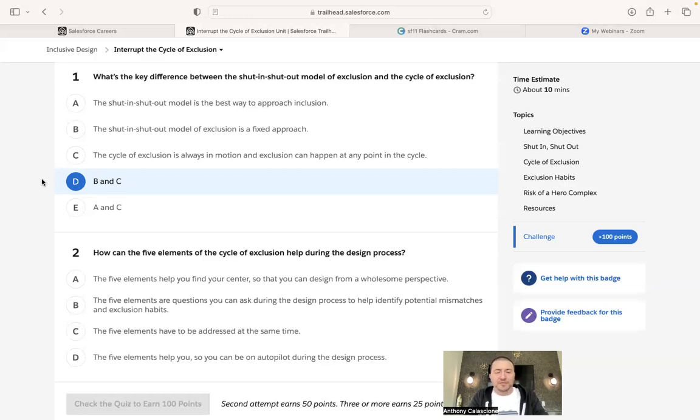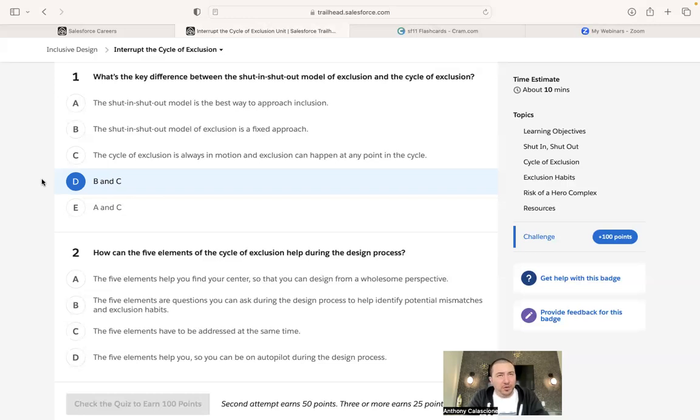Number 2, how can the 5 elements of the cycle of exclusion help during the design process? A: The 5 elements help you find your center so that you can design from a wholesome perspective. B: The 5 elements are questions you can ask during the design process to help identify potential mismatches and exclusion habits. C: The 5 elements have to be addressed at the same time. D: The 5 elements help you so you can be on autopilot during the design process. So B is the 5 elements are questions you can ask during the design process to help identify potential mismatches and exclusion habits. I like that answer. D, the 5 elements help you so that you could be on autopilot during the design process.